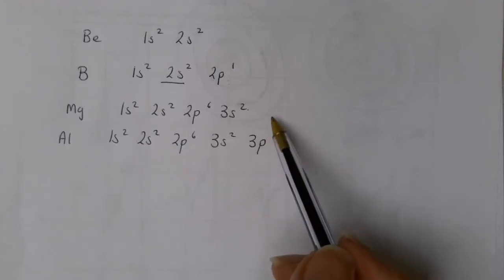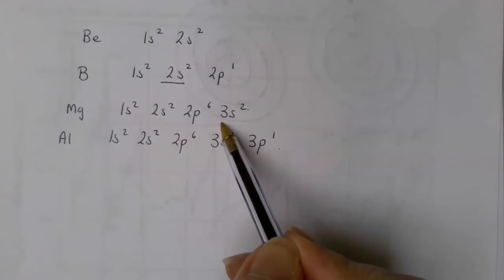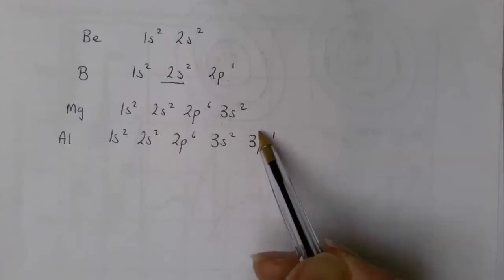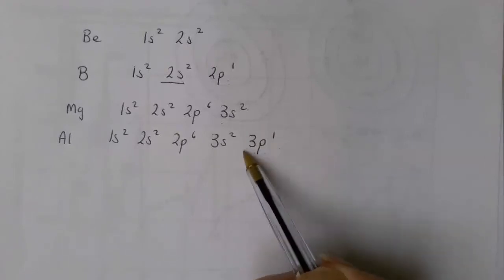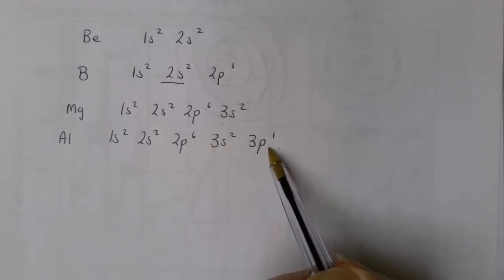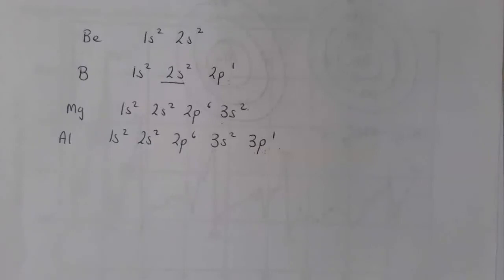We have the same argument for magnesium and aluminium. So magnesium has this electron configuration, aluminium has its last or valence shell electron in a 3p orbital. Consequently, the p electron is slightly shielded by the 3s. The aluminium electron is in a slightly higher energy level, so it's slightly easier to remove.